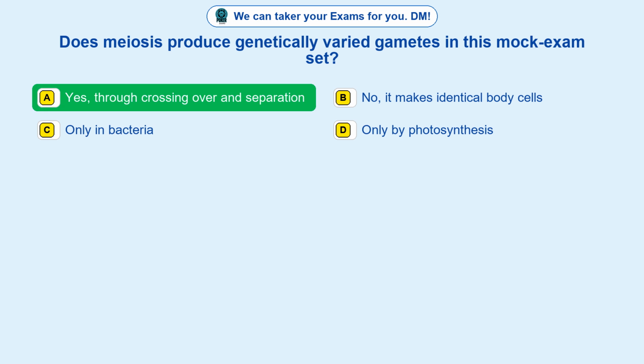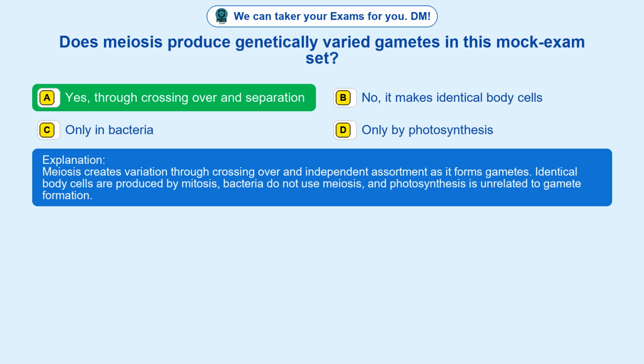The correct answer is option A. Yes, through crossing over and separation. Meiosis creates variation through crossing over and independent assortment as it forms gametes. Identical body cells are produced by mitosis, bacteria do not use meiosis, and photosynthesis is unrelated to gamete formation.